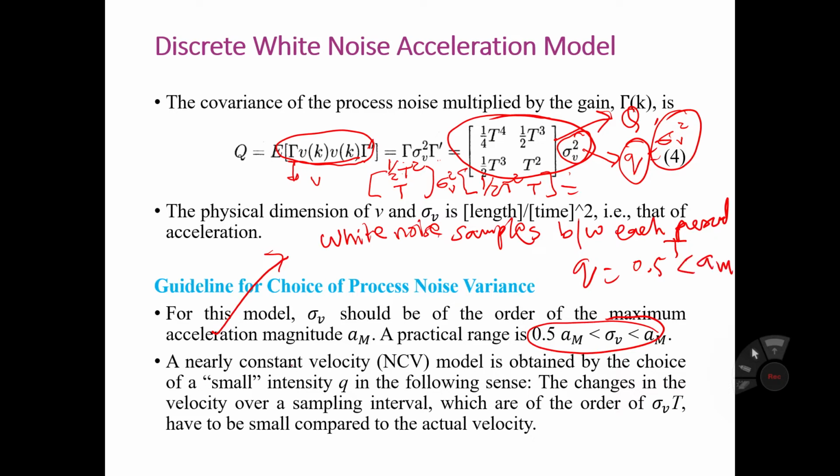A nearly constant velocity model is obtained by a choice of a small intensity of the Q in the following sense: the changes in the velocity over the sampling interval, which are of the order of sigma v times T, have to be small compared to the actual velocity. The order of this white noise acceleration has to be small compared to the actual velocity of the object state.